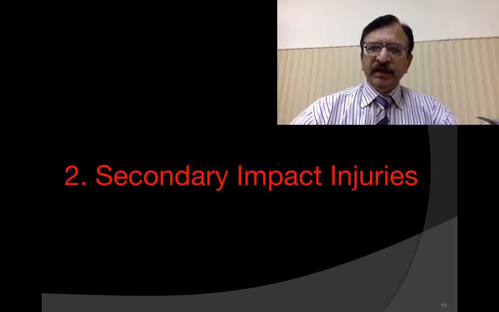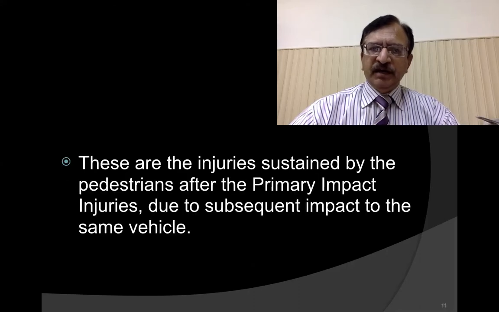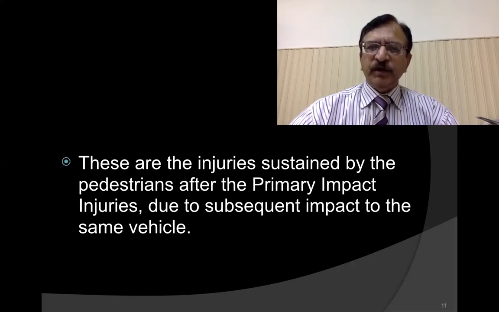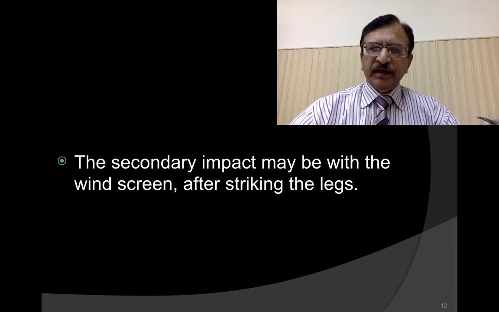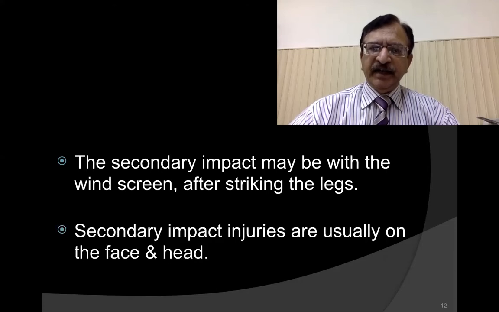Then the secondary impact injuries. They are injuries sustained by the pedestrian after the primary impact, due to subsequent impact on the same vehicle. The second impact may be with the windscreen after striking the legs. That is, the person is rotated onto the vehicle and the head and neck are going to strike the windscreen.